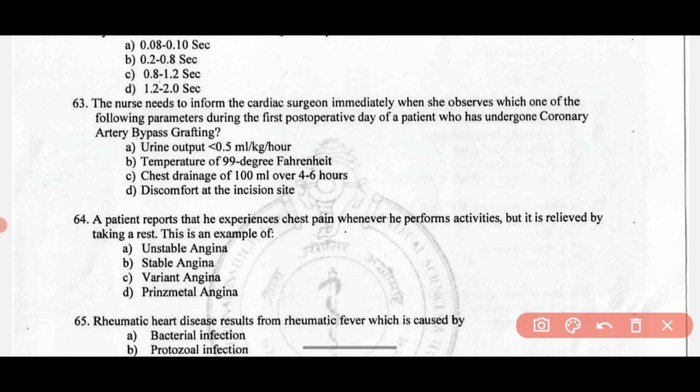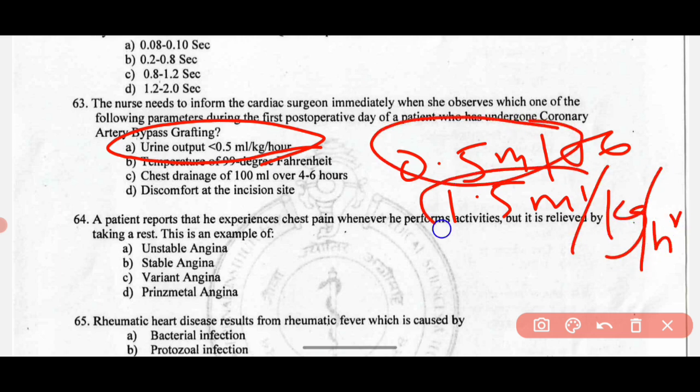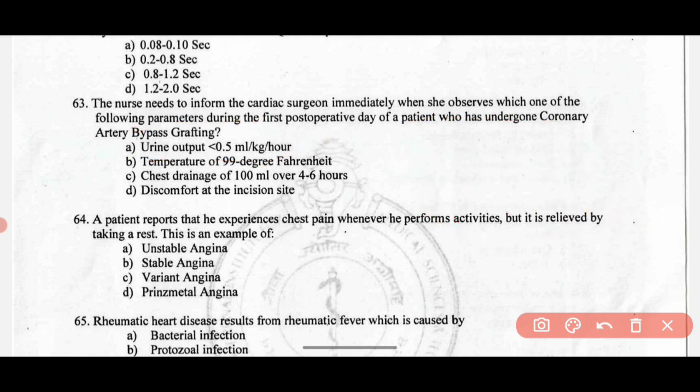The urine output is less than 0.5 ml per kg per hour. So this is the abnormal finding. Am I right? So what is the normal urine output? 0.5 to 1.5 ml per kg per hour. This is the normal one. Whereas here, what is happening? The urine output is less than 0.5 ml per kg per hour. It means the kidney is not getting an adequate amount of blood supply, so the urine output is less. Understand? So immediately this information has to be informed to the doctor.